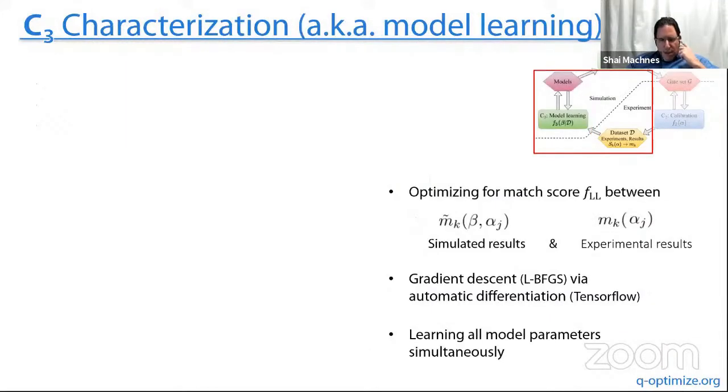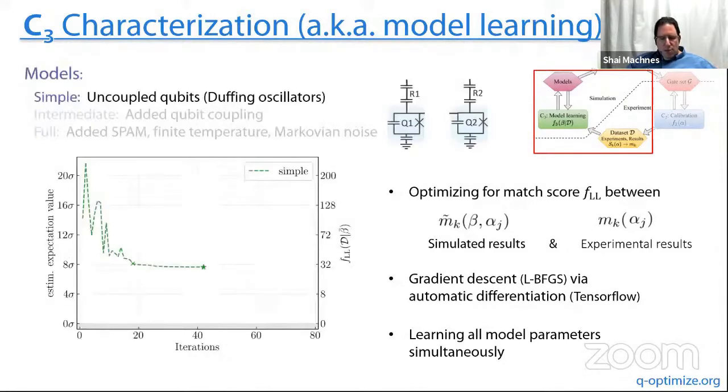And then the third stage is the characterization, or the model learning. What we have is a match score, and I'll go into that a little bit later. We're trying to match what the simulation tells us it expects the results to be and what the experiment gave us. And by optimizing this function, or learning this function, we get a better characterization of the system.